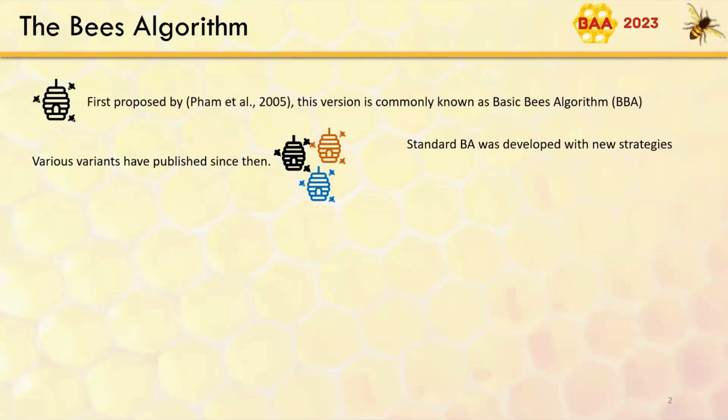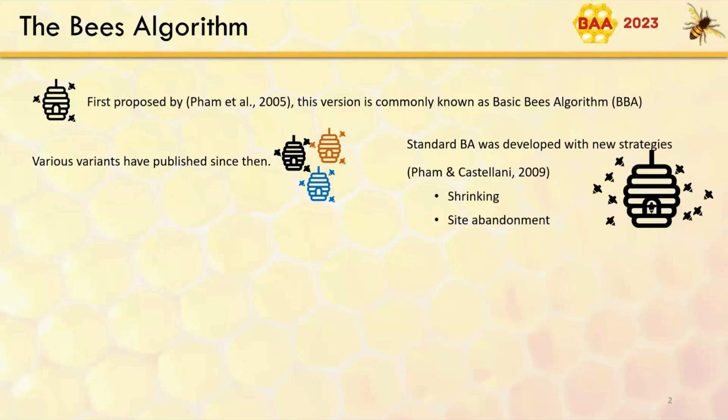The one we take into account for the comparison of our results is the standard Bees algorithm, which is developed with new strategies, and you can find these in the Pham and Castellani paper in 2009. These strategies are shrinking and site abandonment. I want to mention these two, which are very important in our experimental setup as well, because we tried these, and I will mention those in the later slides.